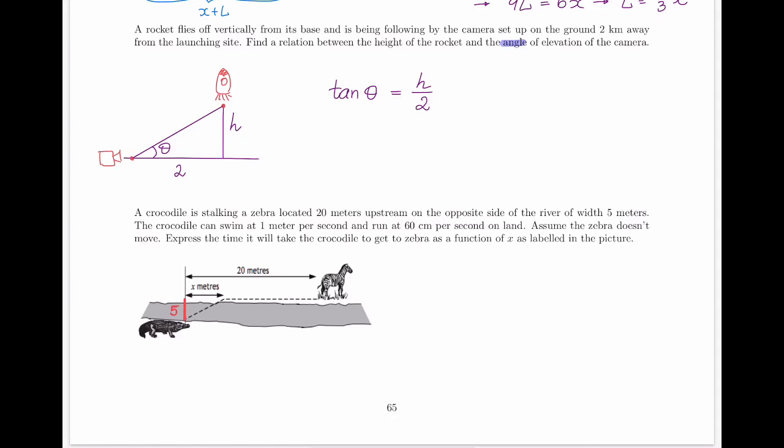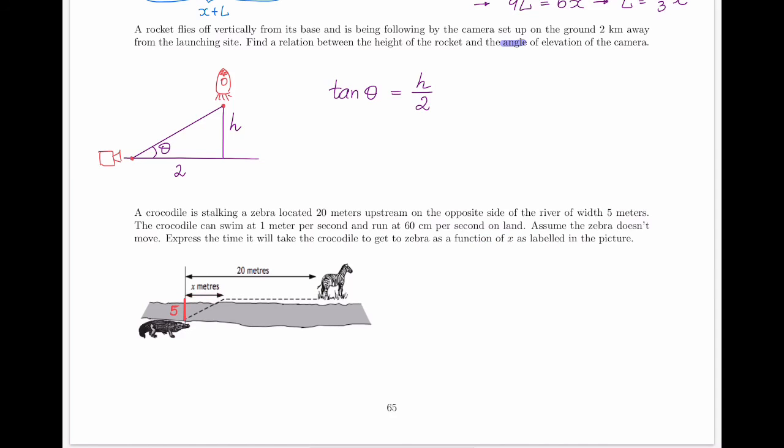What do we have? The crocodile can swim at 1 meter per second and run at 60 centimeters per second on land. So it can swim faster than it can run. Assume the zebra does not move. Express the time it will take the croc to get to the zebra as a function of x as labeled in the picture. So I have x here.